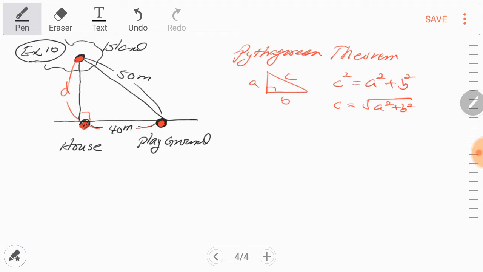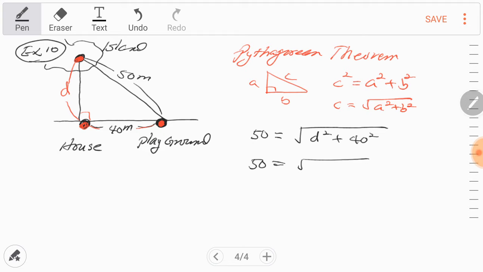So from here, the hypotenuse is 50. So 50 is equal to what? The square root of D squared plus 40 squared. So using the formula, we wrote C squared, which is the hypotenuse squared, equals A squared plus B squared, and then take the square root of each side. So 50 is equal to the square root of D squared plus 40 squared. Then from here, let's find the solution. Let's find D. So how do we find D?